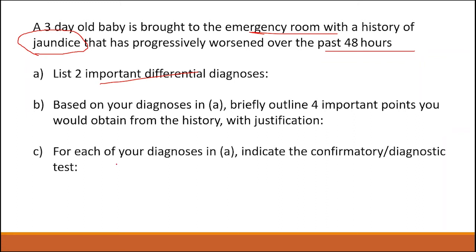For each of the diagnoses, indicate the confirmatory or the diagnostic test. Again, it's almost like question B. For example, for hemolytic disease of the newborn, the confirmatory test is grouping and cross matching. So blood grouping of the baby and blood group of the mother. You want to know it. So that is a confirmatory test that, indeed, there was what?